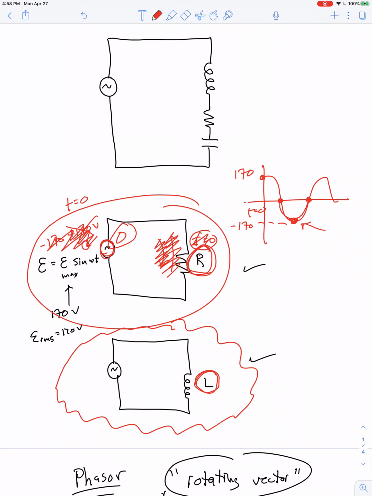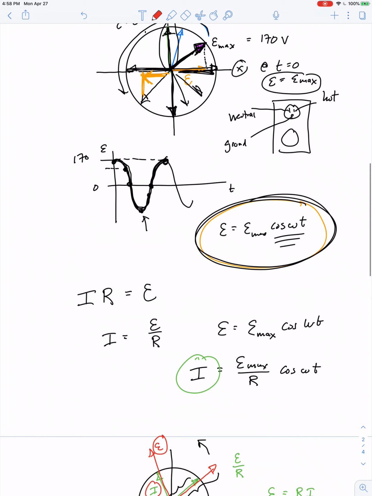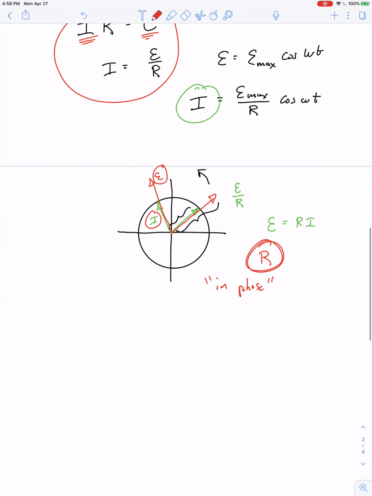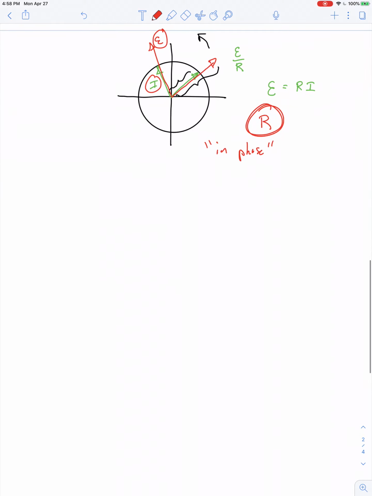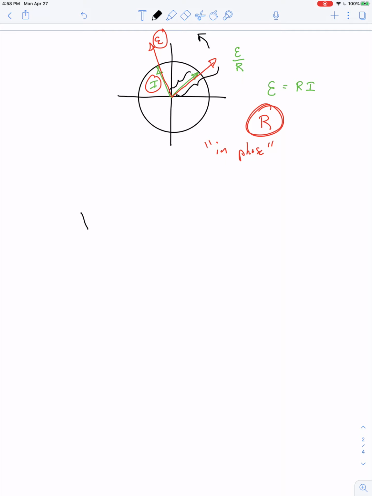Not the same for the case of a generator that powers an inductor. And here's why. This equation, Ohm's law, tells us that there's a very direct relationship between current and EMF. But the EMF of an inductor is not described in the same way. The voltage across an inductor is equal to L di/dt.